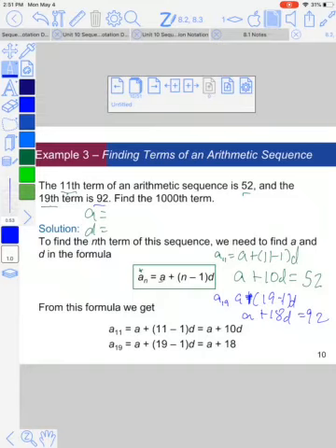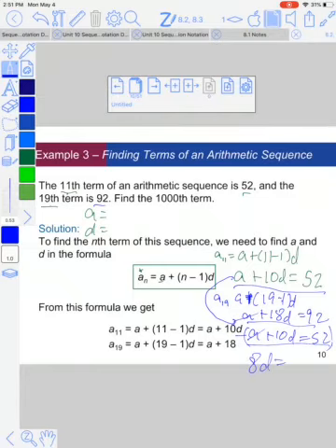At this point, I now have two equations with two unknowns, as a system of equations, and I'm going to solve it. If it was me, I'd bring this equation down, a plus 10d equals 52, and subtract that whole thing from the other. So the a's would cancel. 18 minus 10 is 8d. 92 minus 52 is 40. So I get that the common difference is 5.